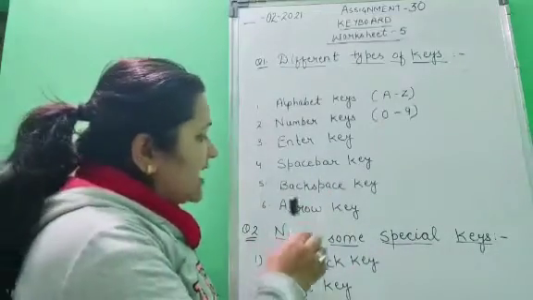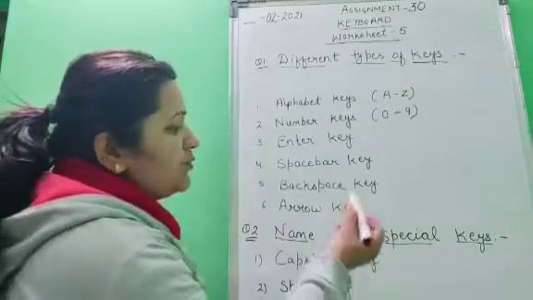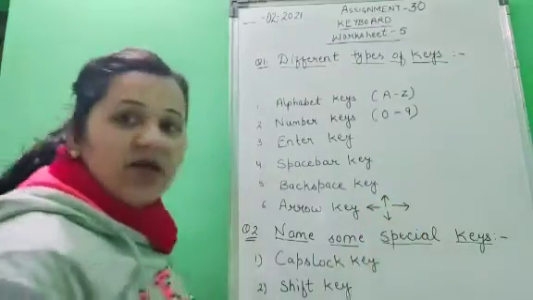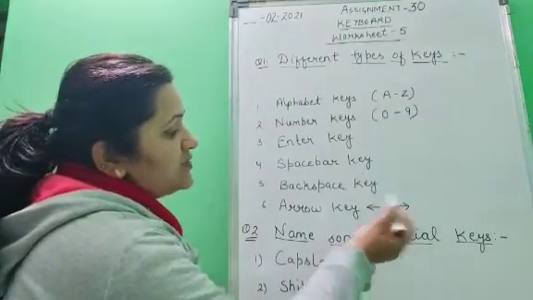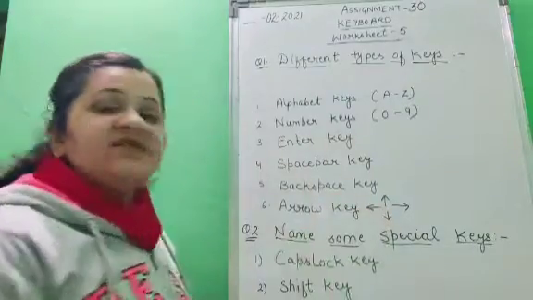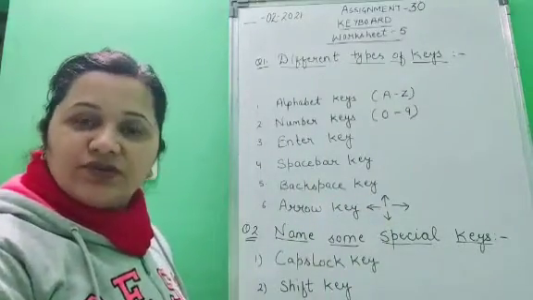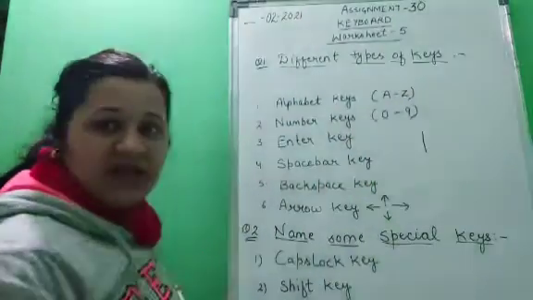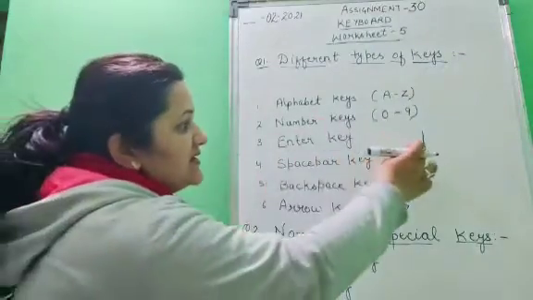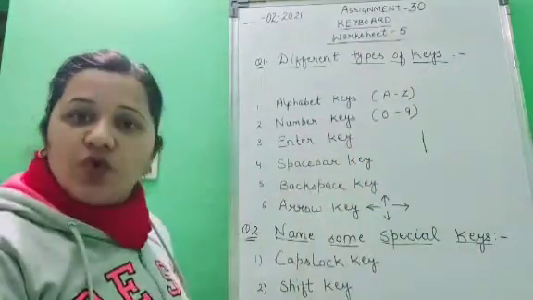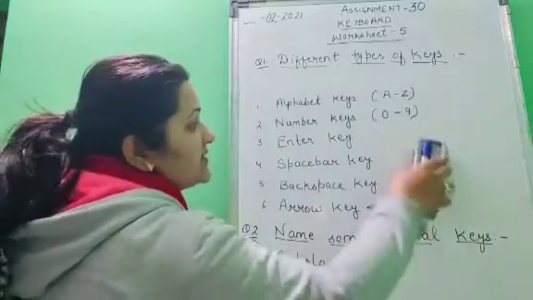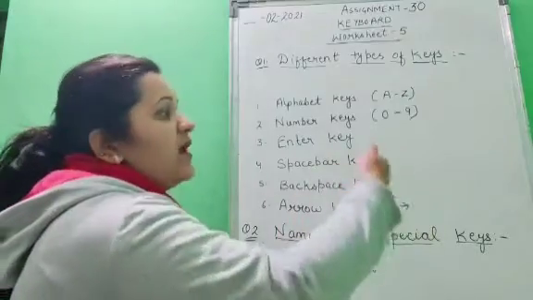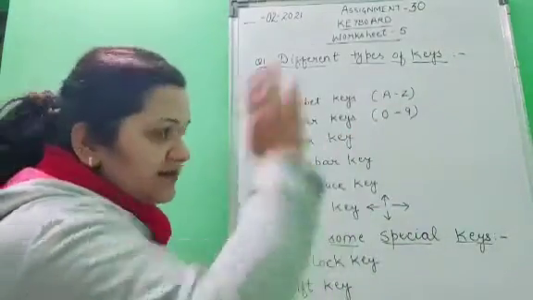Next is arrow key. A-R-R-O-W, arrow key. Arrow keys are like this. See children, there are 4 arrow keys present on the keyboard: up, down, left, right. These arrow keys are used to move the cursor on the screen. Do you know what is a cursor? Whenever we start typing on the computer screen, you must have seen a black vertical line. It always blinks on the screen. This small black line is known as the cursor. Children, this cursor shows that from here you have to start typing. The way you are typing, it moves toward the right.